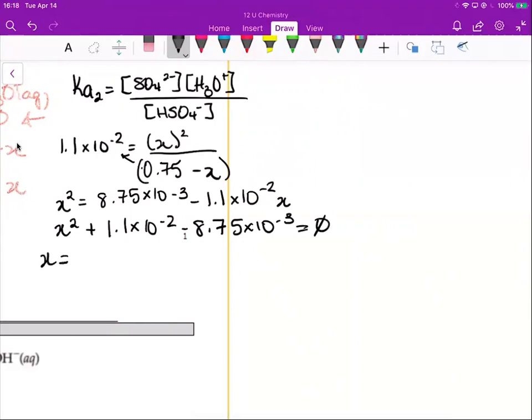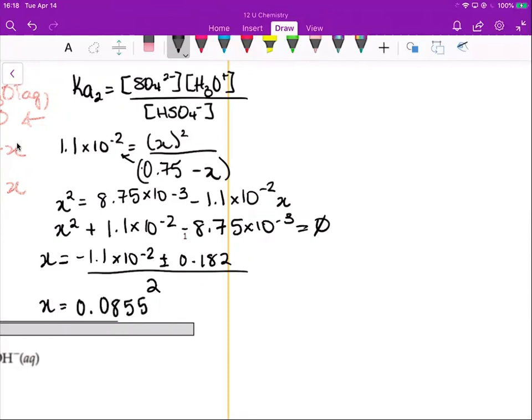And then you're going to do quadratic, and I get this. So obviously there's going to be only one real root. Minus 1.1 times 10 to the minus 2 minus 0.182 is not going to be a real root. It's going to give me a negative concentration, which is not possible. So I'm just going to do negative 1.1 times 10 to the minus 2 plus 0.182. And I get an x value of 0.0855 mole per liter. Okay, great.